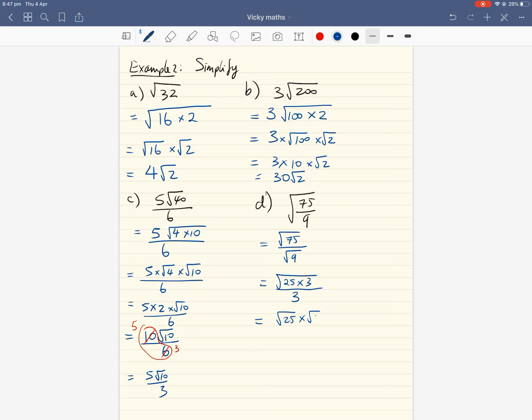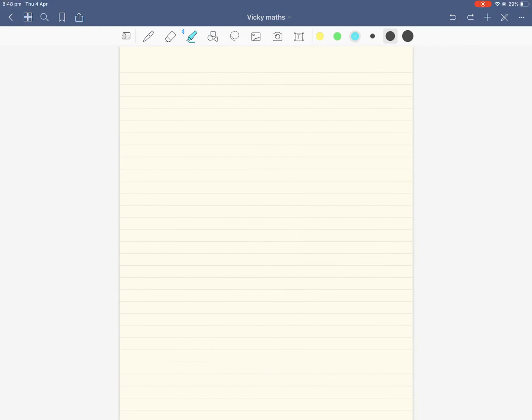Let's break the top apart to be square root of 25 times root 3, over 3. So that becomes 5 root 3 over 3. Look at your coefficients, 5 and 3. I can't cancel it any further, so I'll just leave it as 5 root 3 over 3. So that's simplifying surds. Can you split them up into a perfect square and some other number, and then make it nice and pretty so that the surd is nice and small.